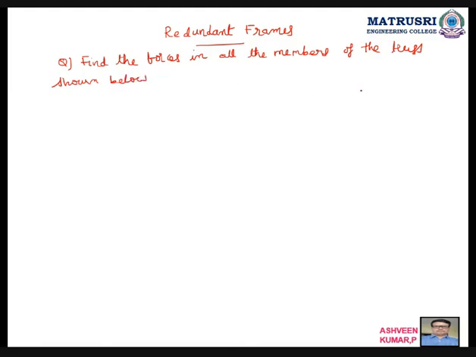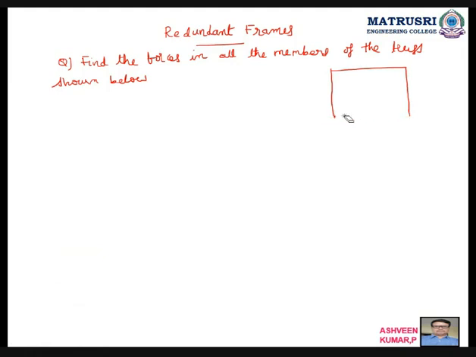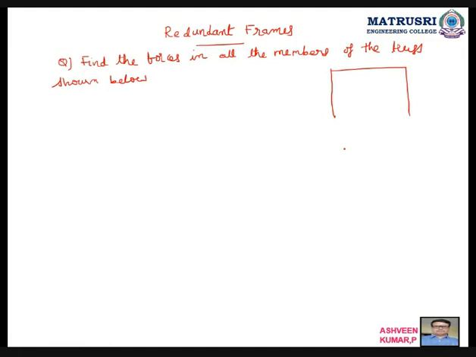Cross-sectional area, everything is same. So how to recognize whether the problem is from redundant frame or deflection? Redundant frame means you will be asked to find out the forces, whereas in the other one you will be asked to find out the deflection, vertical deflection or horizontal deflection. That is the difference. One more difference I will show you after drawing this figure.